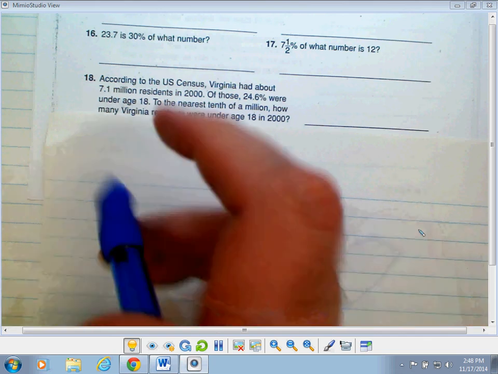Okay, I'm going to move on and look at the last two word problems that we have. They're not too bad. I told you in class the number 18 is a lot like numbers 10 through 13, meaning it's a relatively straightforward problem. You just need to make sure you read it right. So it says, according to the U.S. Census, Virginia had about 7.1 million residents in the year 2000. Of those, 24.6% were under 18. To the nearest tenth of a million, how many Virginia residents were under age 18?